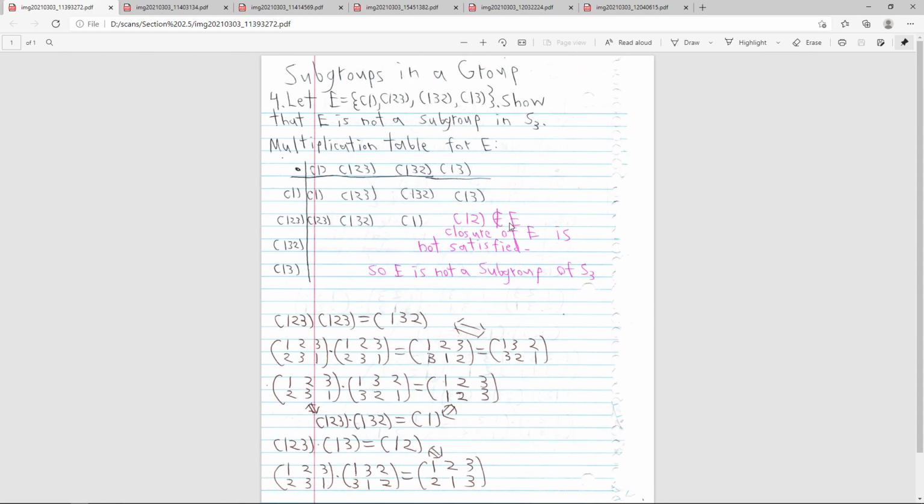So (1 2) is not included in the set E. Closure of E is not satisfied, so E is not a subgroup of S3.